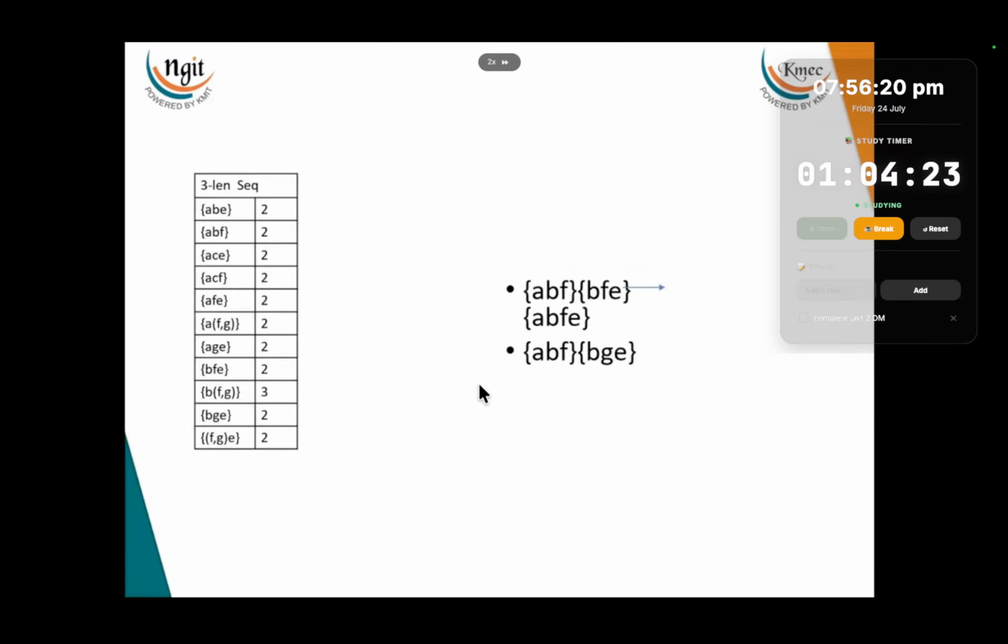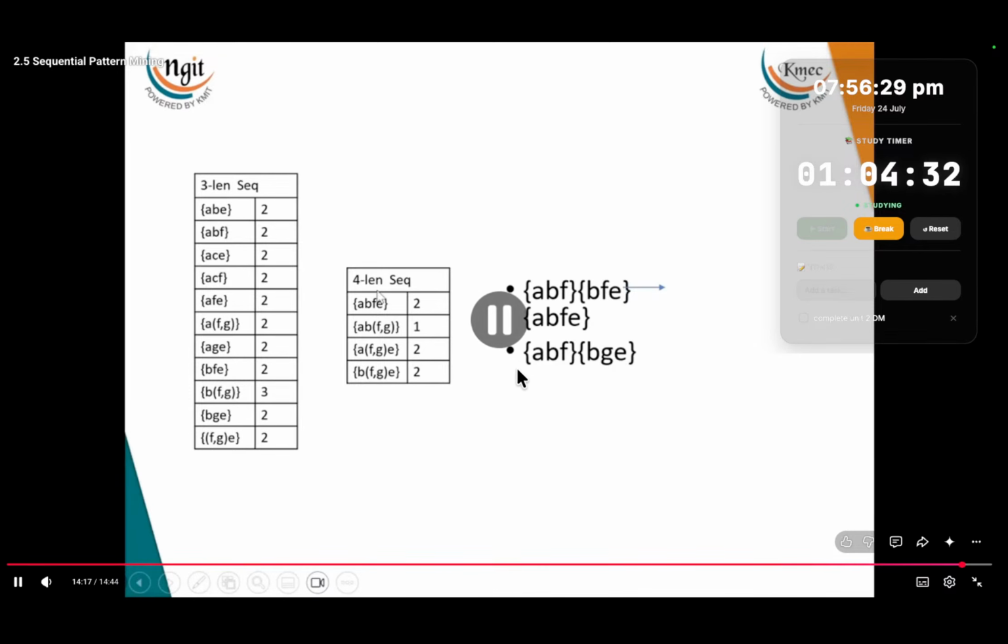So now we need to find this for all the third-length sequences that are available, and then compare with the minimum support count. Next, we'll create the fourth-length sequence. Just like the third-length sequence, we'll compare the first and last element. If the remaining elements are the same, then we'll consider that for the frequent subsequence. Or else we will not consider those elements for the frequent subsequence.